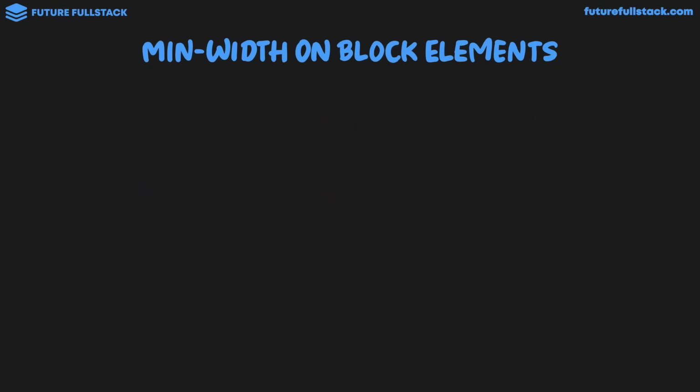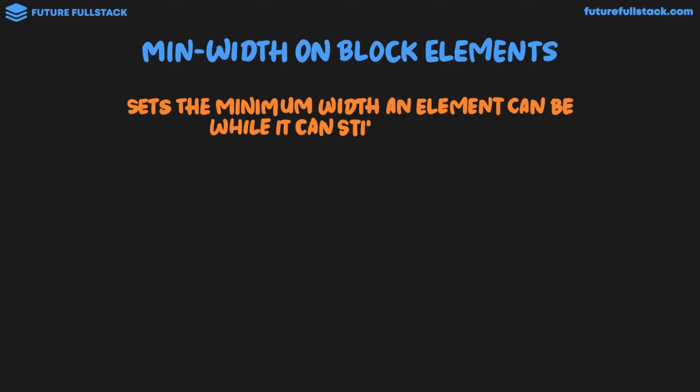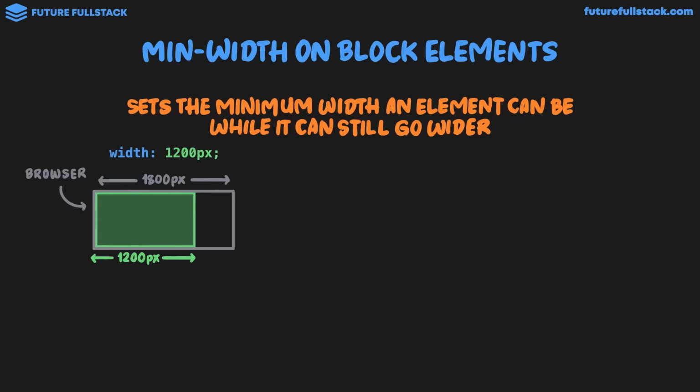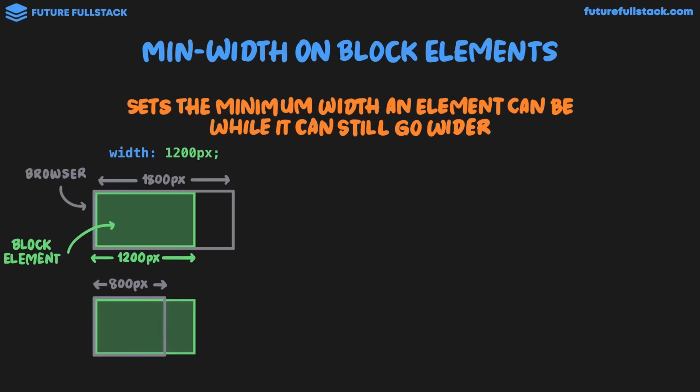As we just saw, setting min width sets the minimum width an element can be while it can still go wider. Let's first compare this with the regular width property. We have our browser, which currently has a width of 1800 pixels. We now add a block element and set its width to 1200 pixels. And again, we're looking at the case for a block element. If we now reduce the width of the browser to 800 pixels, because this element has a fixed width of 1200 pixels, it will remain at 1200 pixels. So the block element extends beyond the browser.